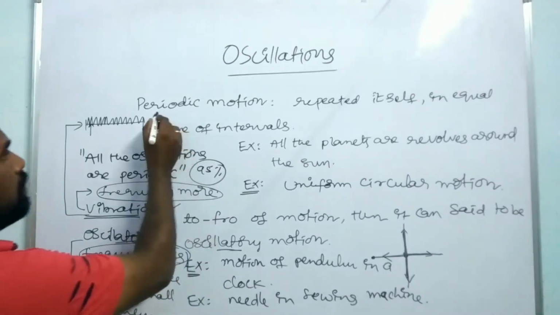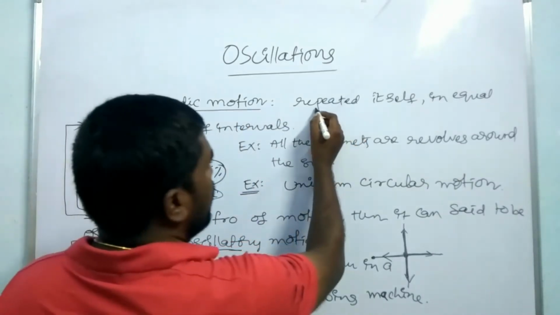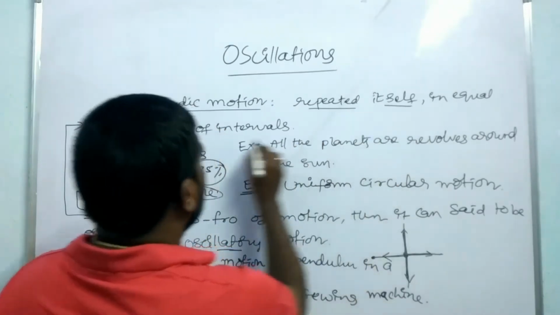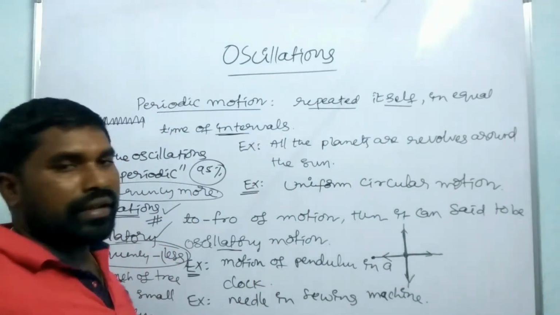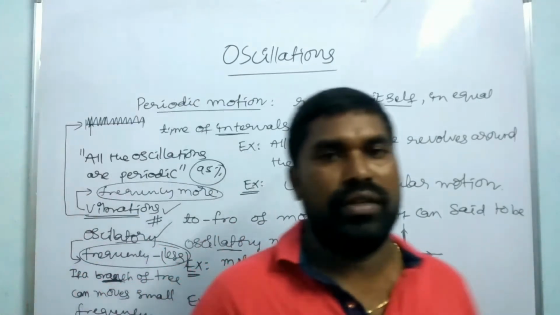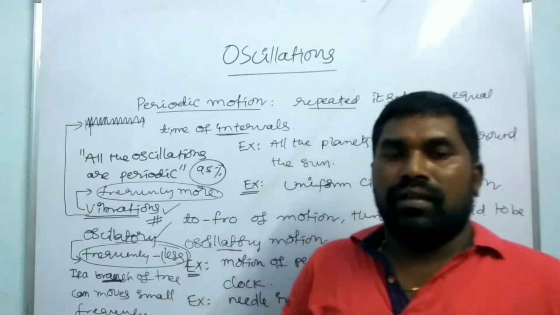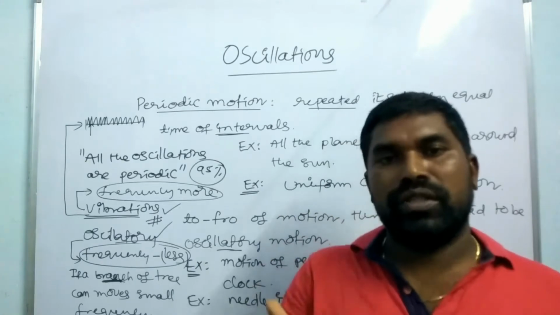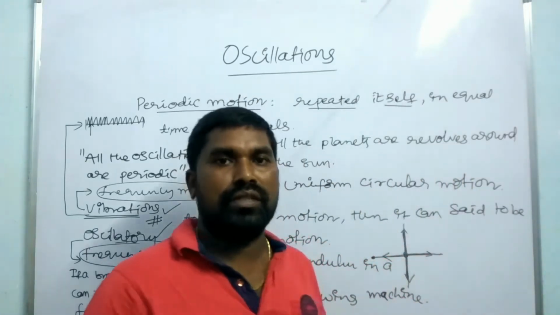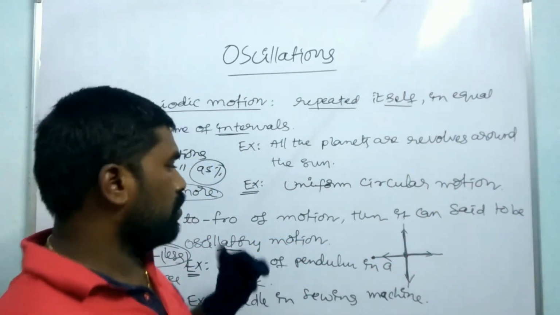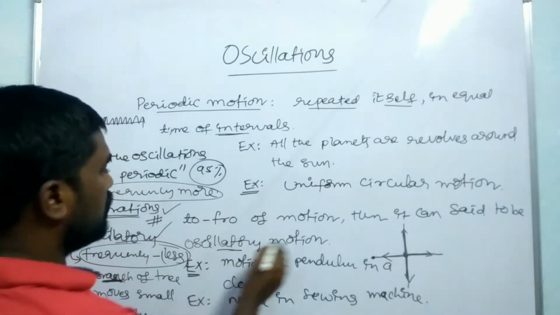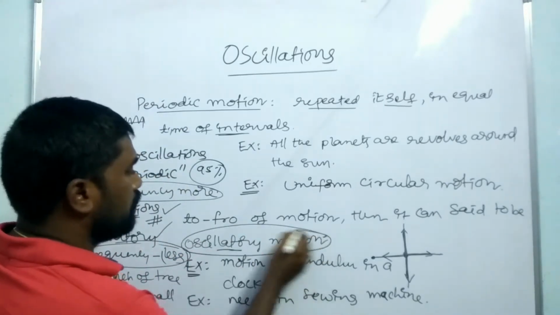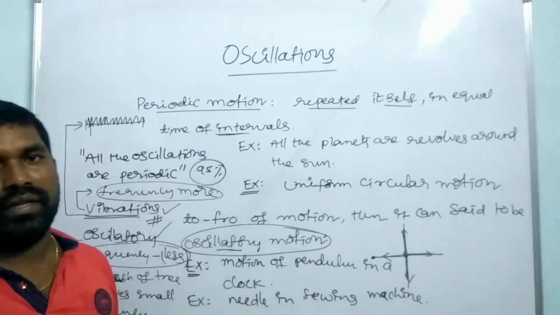Periodic motion repeats itself in equal intervals of time. Along with the periodic motion, if it shows the to and fro motion, that motion is the oscillatory motion. So these are the types of motion of particles.